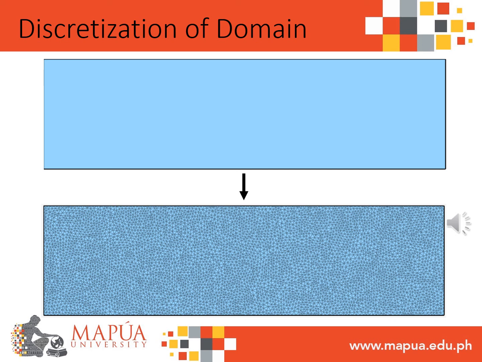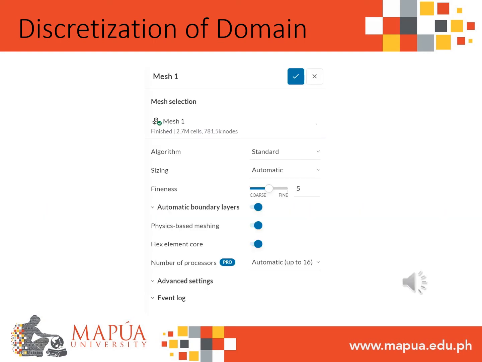And just like I said earlier, discretization of domain is important because this method is the one that made CFD analysis possible. Another term for discretization of domain is generation of the mesh. The reason why we refer to a discretized domain as a mesh is because of its network-like structure.